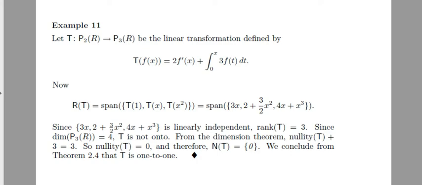From the dimension theorem, the nullity of T plus the rank of T is the dimension of P2(R). So this nullity of T will come out to be 0. Therefore, the null space of T is {0} and thus this map is a 1-1 map.